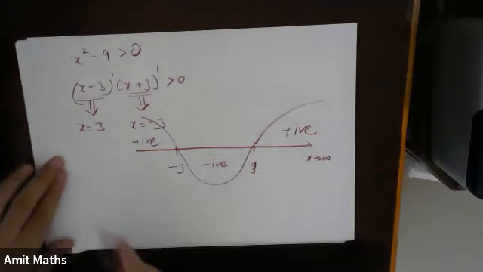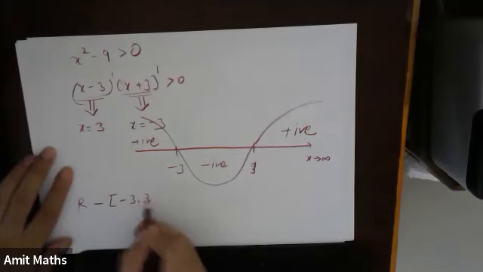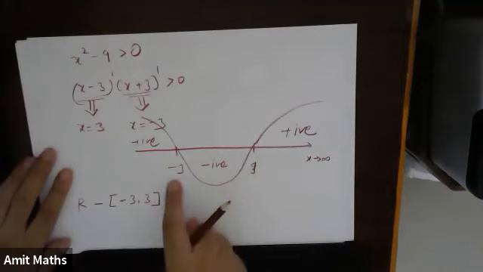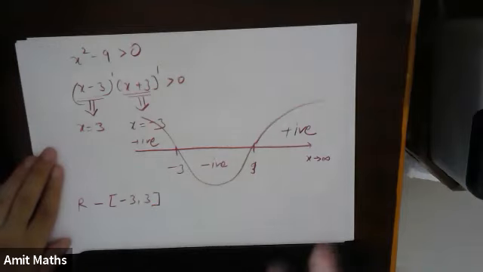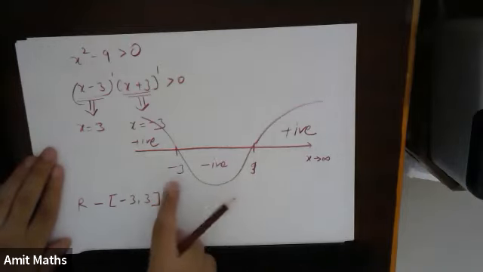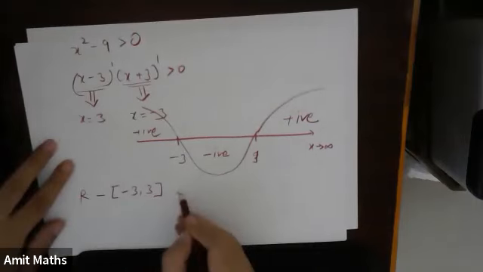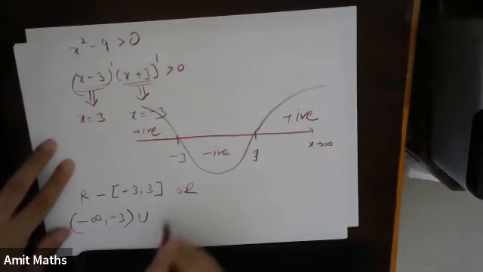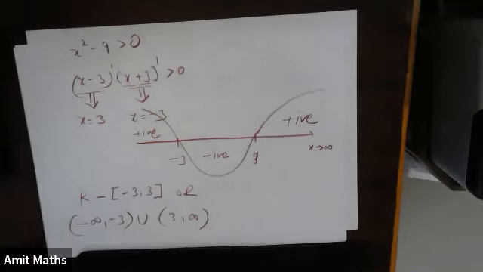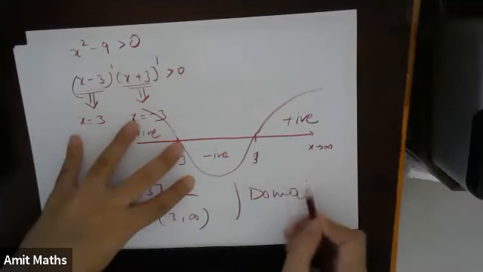So I can write this as R minus the interval from minus 3 to 3. Minus 3 and 3 are excluded from our domain, because if I substitute minus 3, this will become 0, and log of 0 is undefined. Or I can write minus infinity to minus 3 union 3 to infinity. So this is my domain.